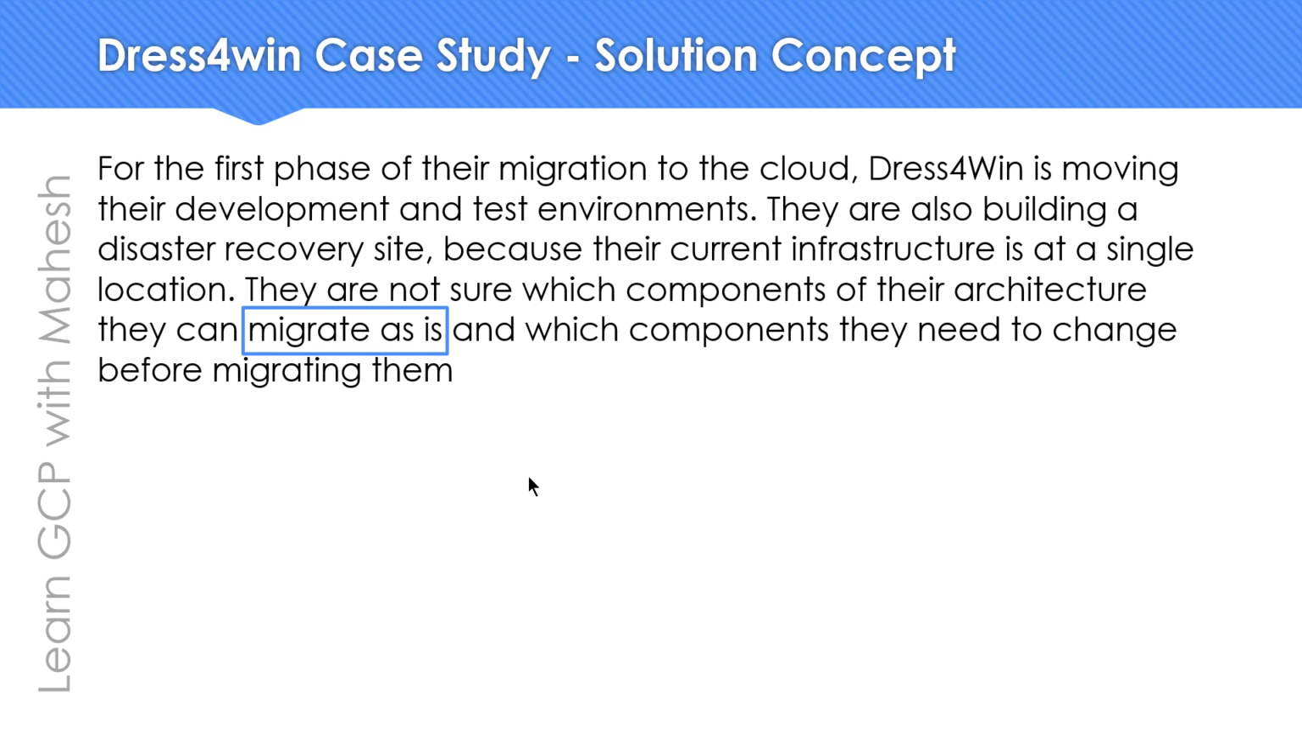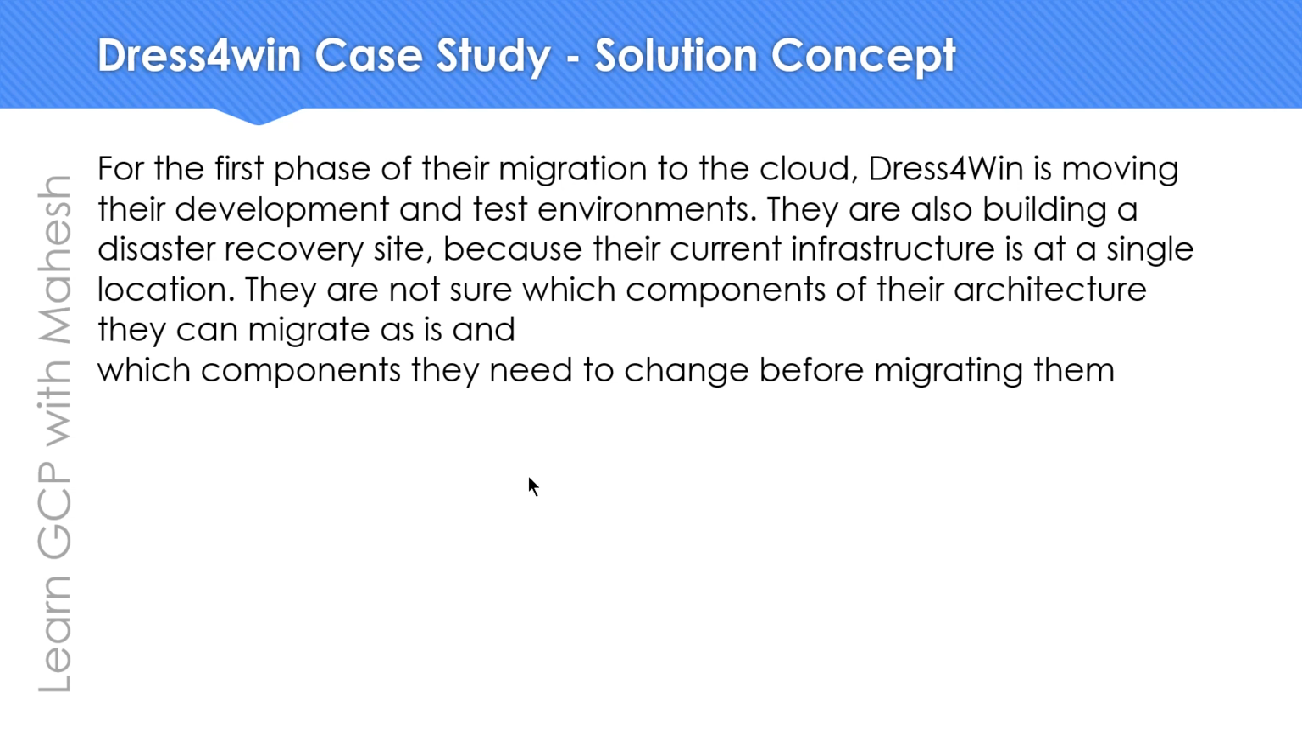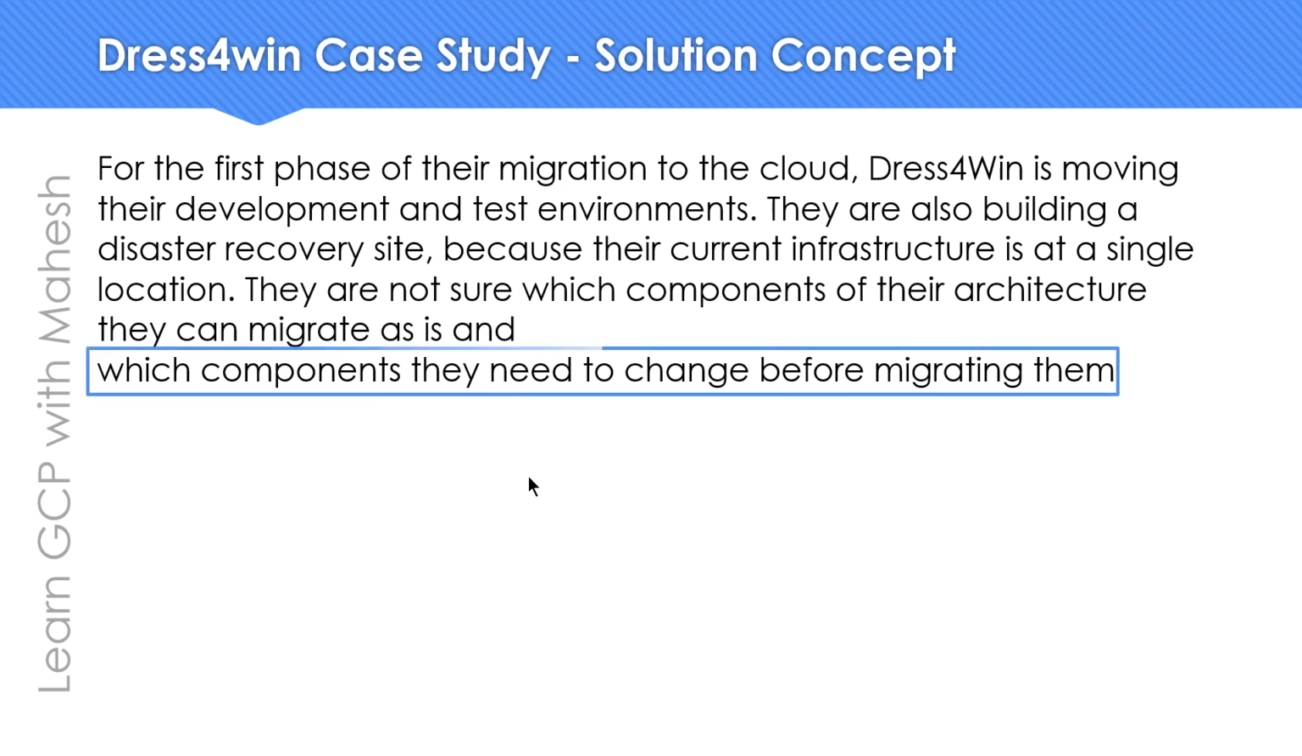Migrate as is. So what does this strike? This is nothing but your lift and shift approach. Rehost your workload from on-premise to GCP. So as is, without changing a single line of code or single line of configuration, you should be able to migrate. Good. Let's move on to the next part, which states some components. It's not possible to migrate all the applications, all the workloads as is. So Dress4win is okay to change certain components before migrating. So they are ready to refactor their applications also.